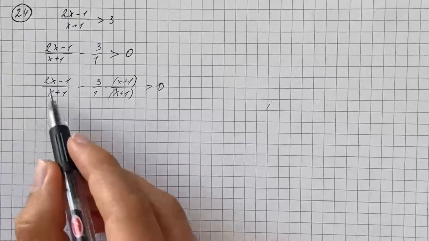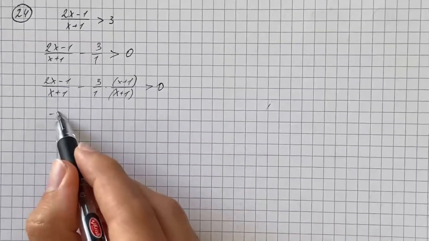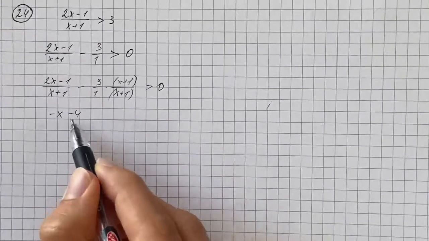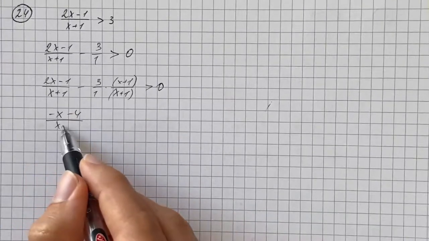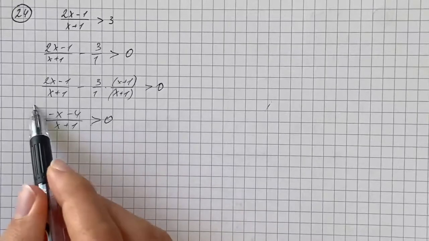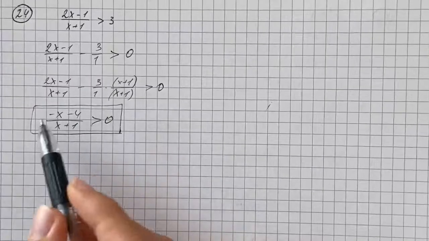So it gives us, in the numerator, 2x minus 3x, which is negative x, minus 1 minus 3, which is minus 4, over the denominator, which stays the same, x plus 1, is greater than 0. So now we have the right form of inequality and we can solve it.